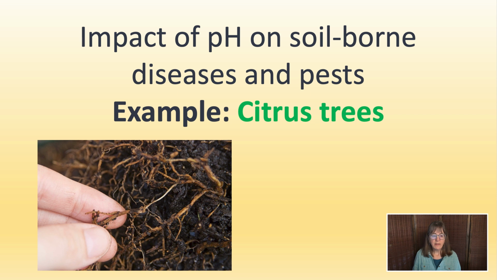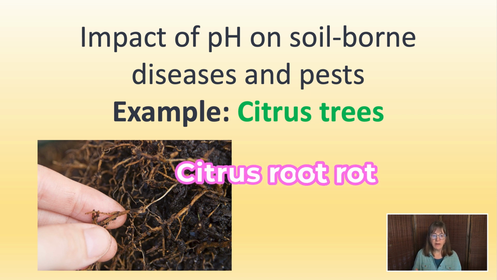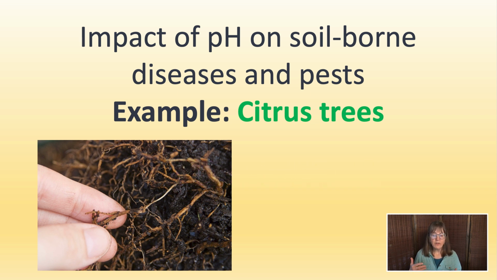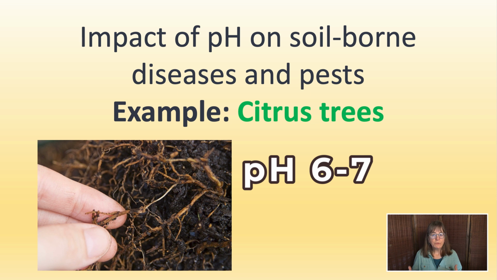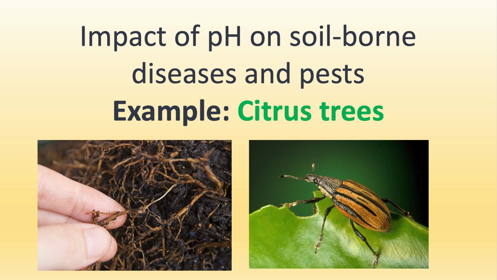Here's another example. Citrus root rot is caused by a fungus, a soil-borne disease that affects citrus trees. It thrives in waterlogged and acidic soils. Maintaining proper drainage and a soil pH range of 6 to 7 can help prevent root rot in citrus trees. Citrus trees can also be attacked by citrus root weevils, which prefer acidic soils. Again, adjusting soil pH to more neutral levels is one way to help deter these pests.